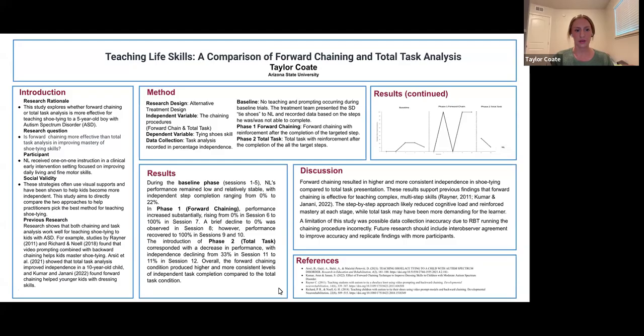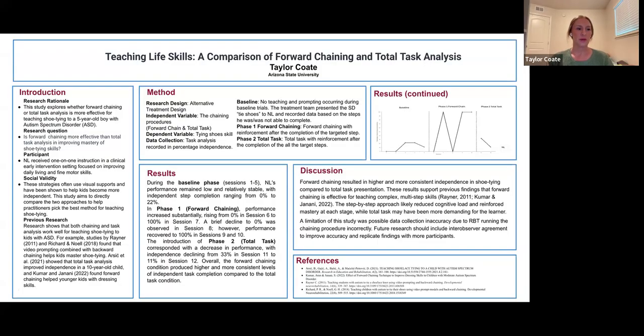My name is Taylor Coate, and today I'm going to be discussing my applied project in which I was comparing a forward chain to a total task analysis when reviewing and teaching life skills. So, the research rationale was to explore forward chaining or a total task to see which one is more effective with shoe tying for our participant who was diagnosed with autism.